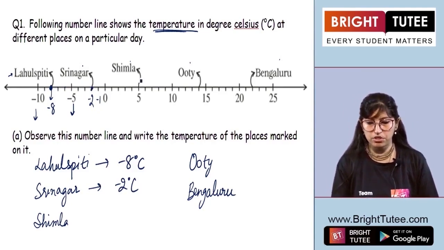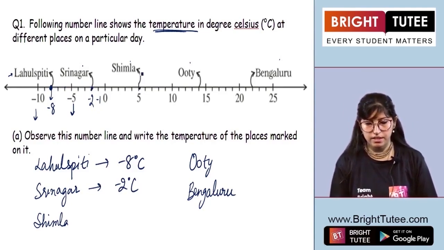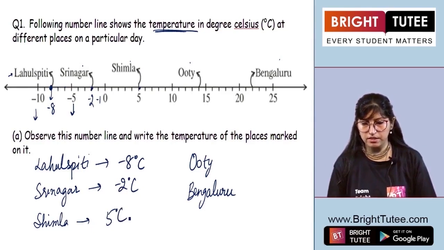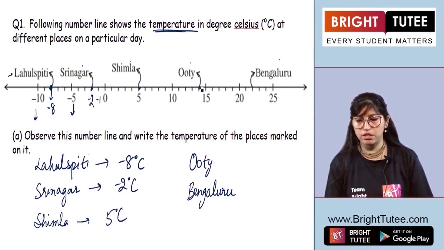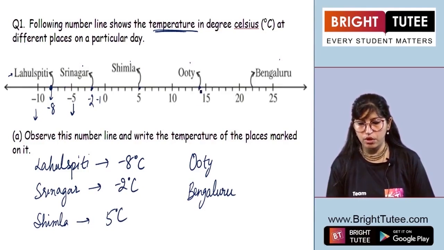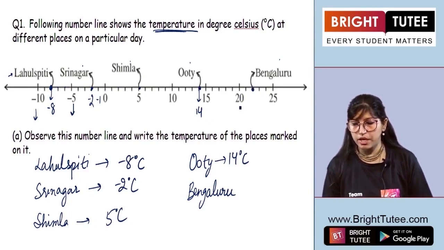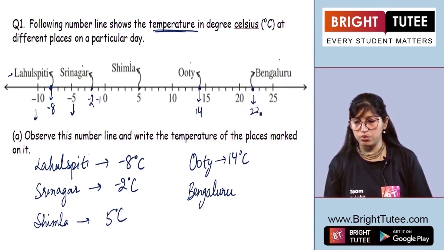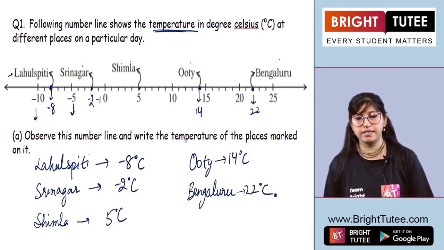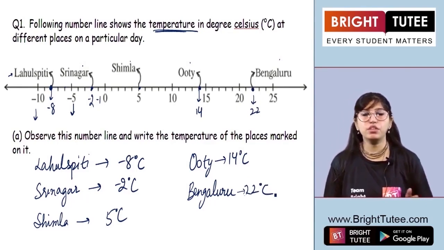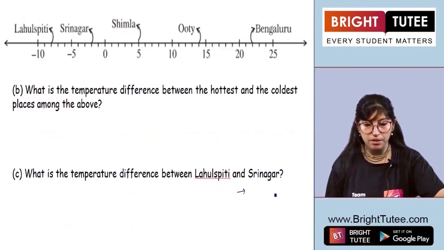Now let's try the Shimla. You can straight away see that Shimla is 5 degrees Celsius. Now let's move on to Ooty. This is 10, this is 15. So of course this will be 14 degree Celsius. Now last but not least is Bengaluru. This is the dot which Bengaluru shows. So 20, 21, 22. So Bengaluru will be 22 degree Celsius. So this is the first part of the first question. Now let's move on to the other parts.